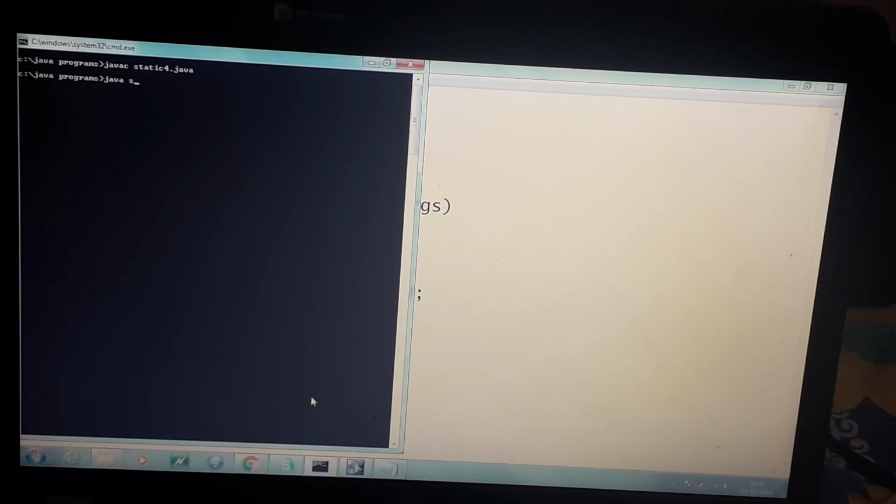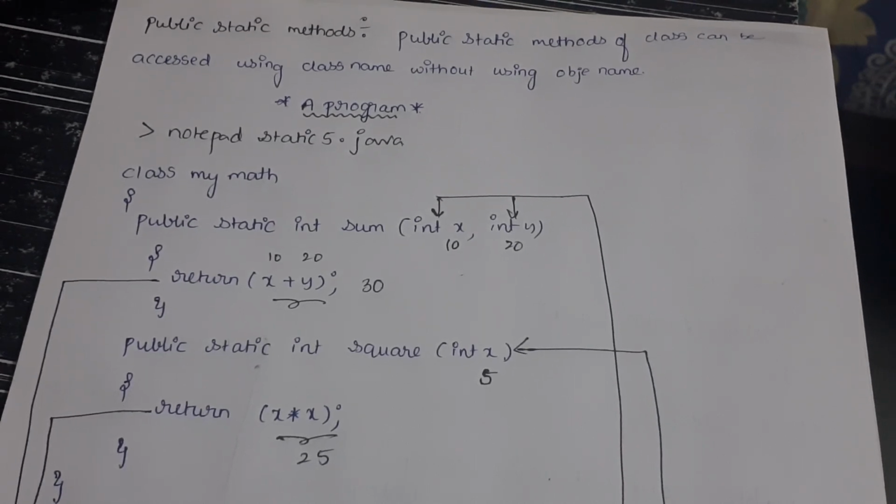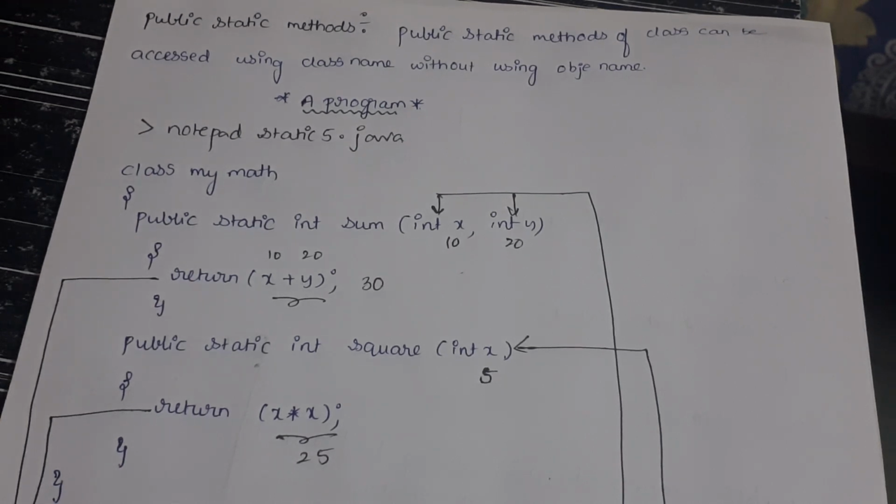Java static4. See, we got A.x is equal to 10 and object.x is equal to 10, right? Here by using the class name also we accessed the variable. That is the use of public static variables, right guys? Now public static methods. Public static methods of a class can be accessed using the class name without using an object name. This is a similar concept to public static variables.